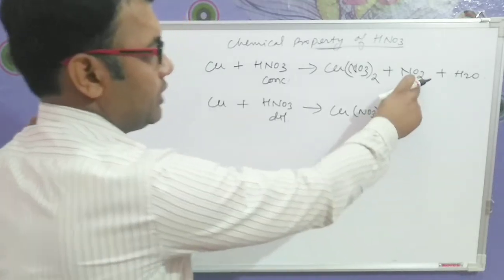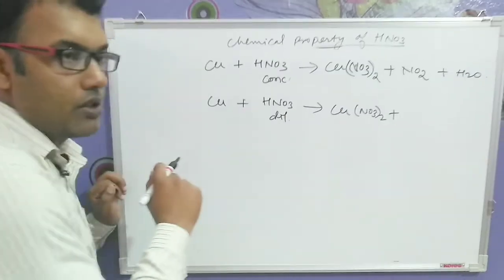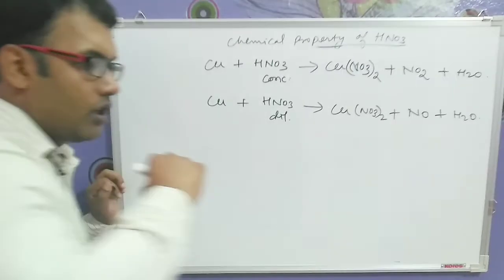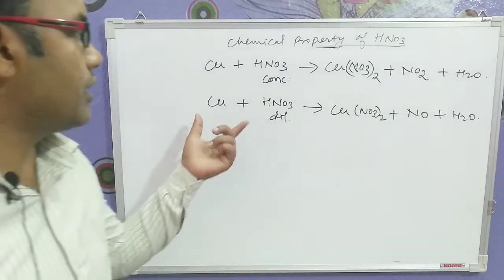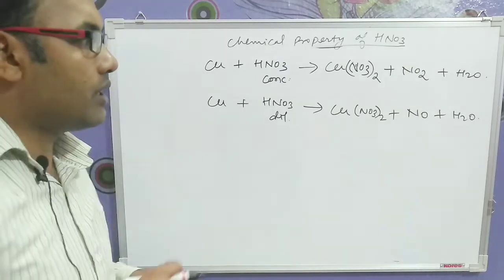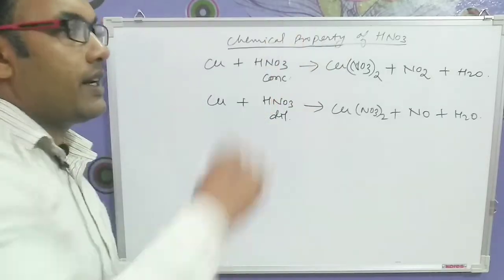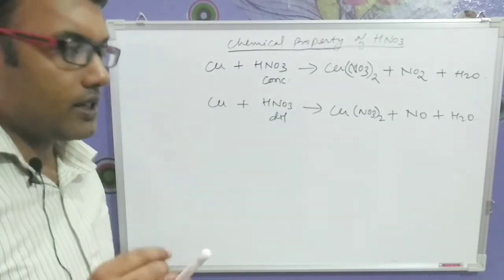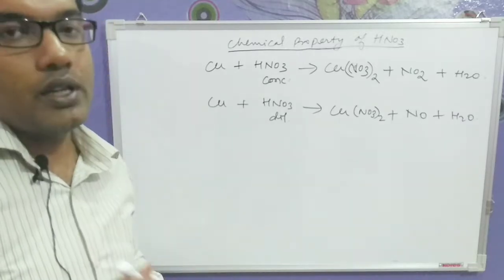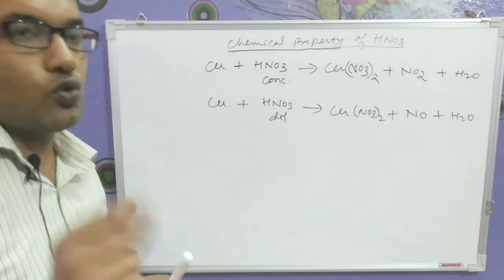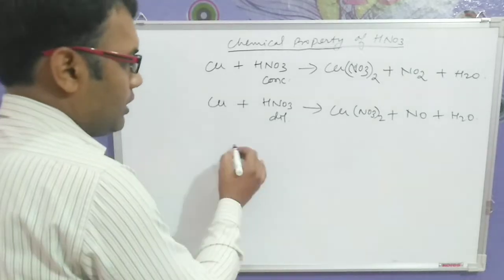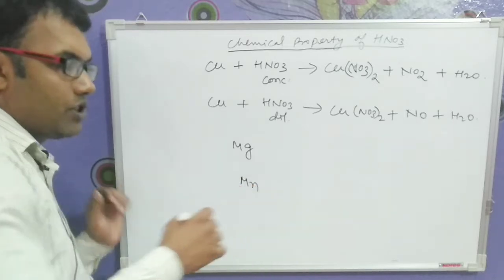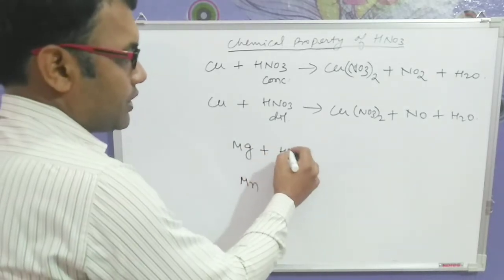But in the previous one nitrogen dioxide formation was there; here what will be formed? Nitric oxide plus water. So this will be your reaction if we are considering a metal. Now see here, it is true that nitric acid will not give hydrogen gas because of its oxidizing nature, but there is an exception. Nitric acid also gives hydrogen gas only with two metals. What are those metals? One is magnesium and the other is manganese, Mg and Mn. We'll see the reaction.